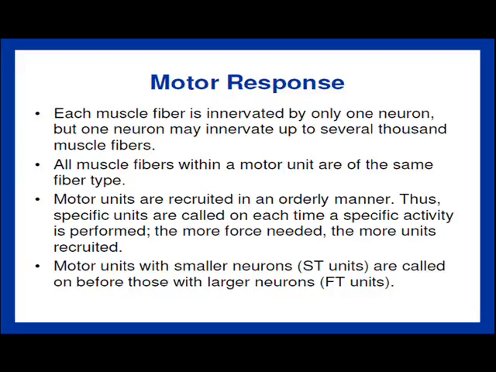Motor units are recruited in an orderly manner. Slow twitch motor units are recruited before fast twitch motor units. Which is fairly intuitive, that should make sense. Right? Okay. Obviously, the more force that is needed, the more units are recruited. That should make sense. Okay. Like I've already said, motor units with smaller neurons, the slow twitch units, are pulled on before those with the larger ones, the fast twitch.